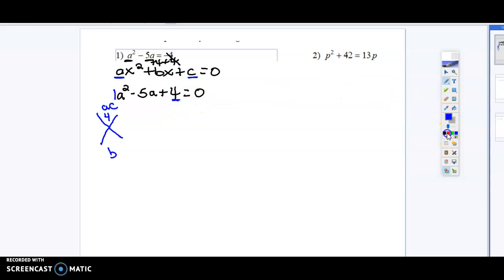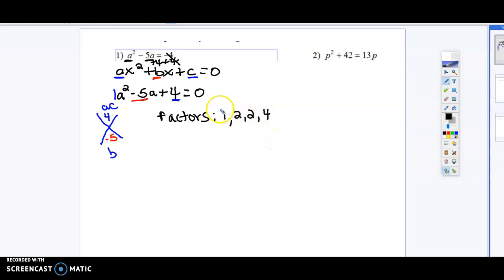Our B term is the term that's next to the X, so that's going to be -5. I'm going to put that right here. Now I need two numbers that, if I multiply them together, I get 4, but if I add them together, I get -5. So let's list out factors of 4: 1, 2 times 2, and 4. Which one of these, if I add them together, gives me 5?